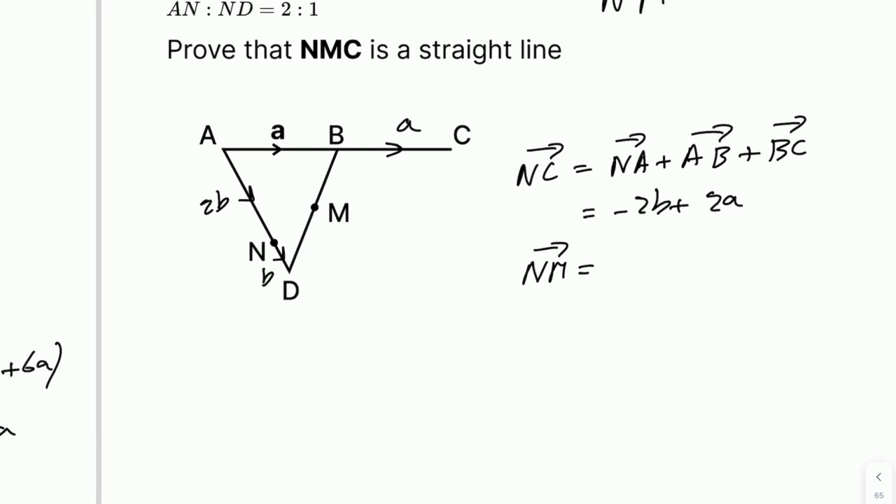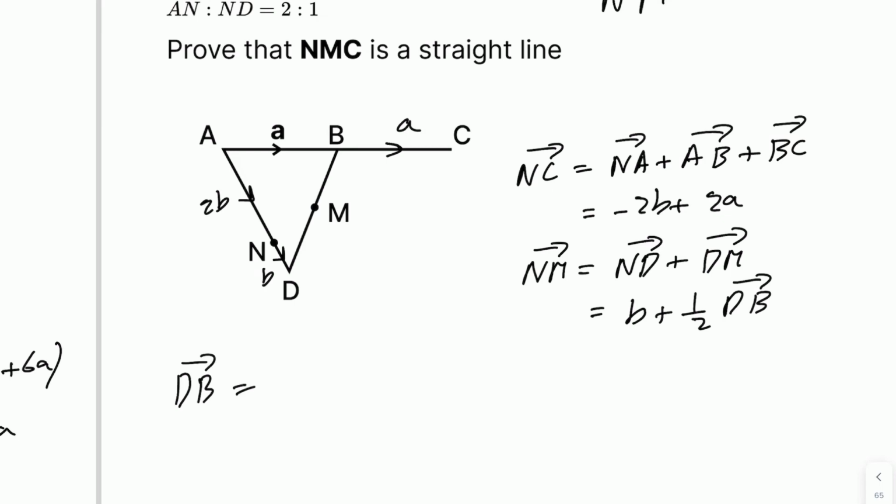So to go from N to M, I've been told M is a midpoint, so I'm going to go from N to D. And then I'm going to go from D to M. And I know that N to D is b, and D to M is just going to be half the full length, D to B. So I just now need to find D to B, and I've solved that bit.